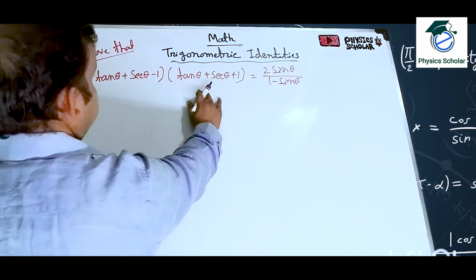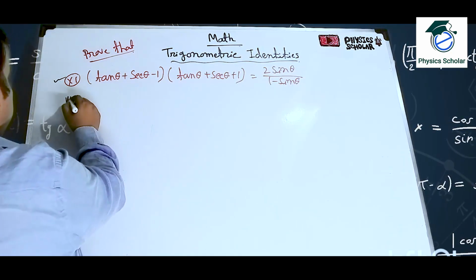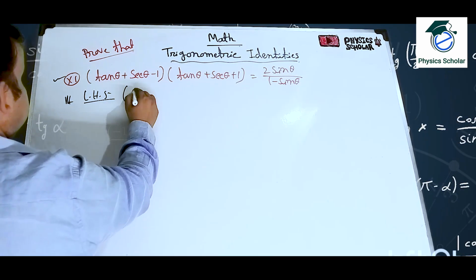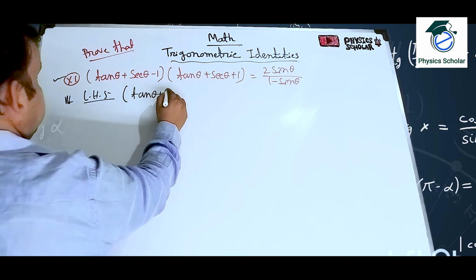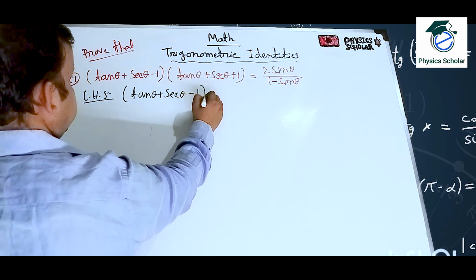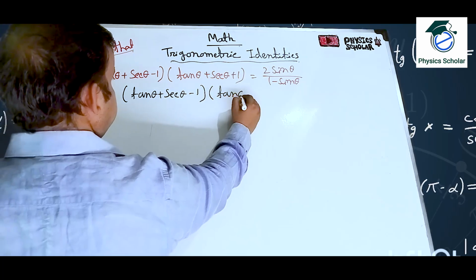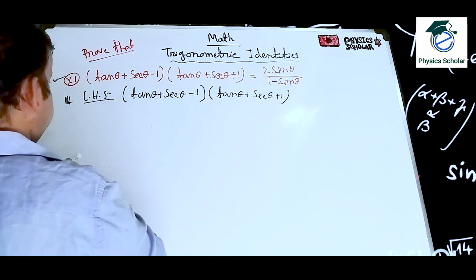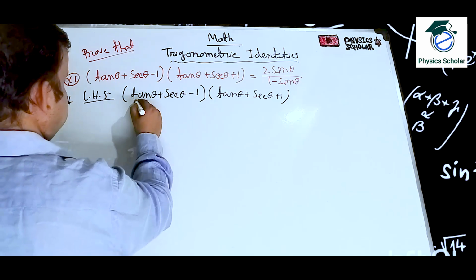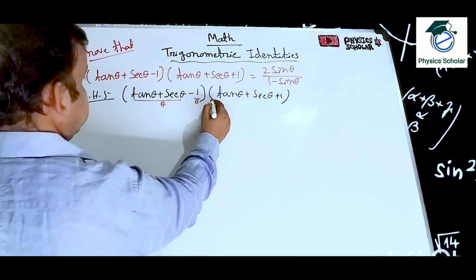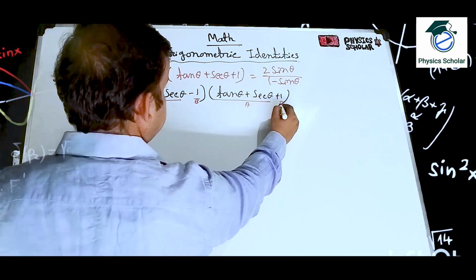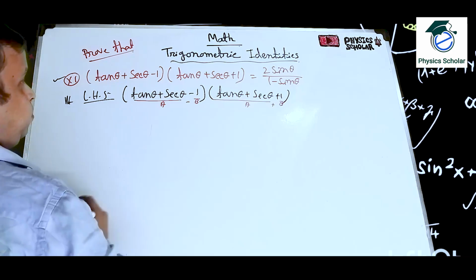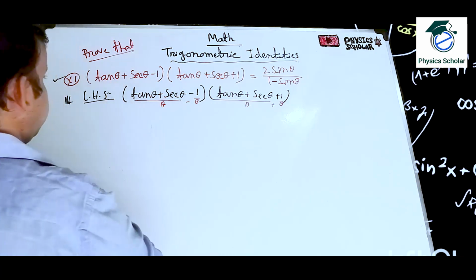It is given, prove this. Clear? So now what is given? Left hand side: tan theta plus sec theta minus 1 into tan theta plus sec theta plus 1. So students, you can see that here this is A and this is B, and here also this is A and this is B. So A minus B into A plus B. Clear? So that means the A square minus B square formula.